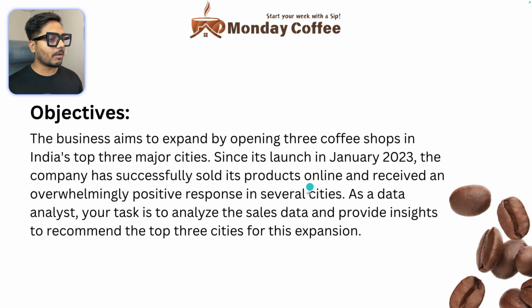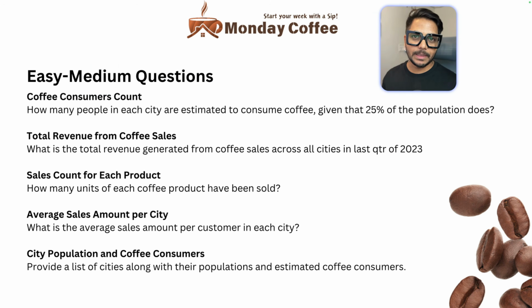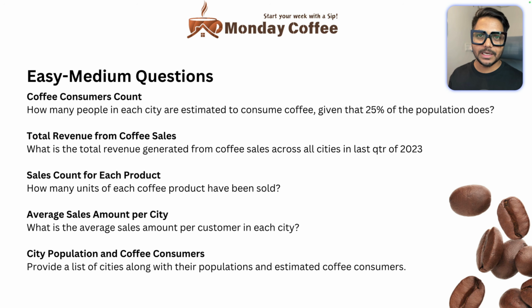Now here you can see the detailed objective of the company, which I have already explained: the company wants to open 3 stores in the top 3 major cities of India. So you just need to analyze the dataset and recommend the top 3 cities. This is a beginner friendly project, so even if you're a beginner, you can completely do this project. You will be able to download the dataset, and I'm going to guide you step by step on everything, like how to import the data, how to create the tables, and then you will be solving the problems. Also at the end of this video, I'm going to show you how you can publish this project in your GitHub repository.